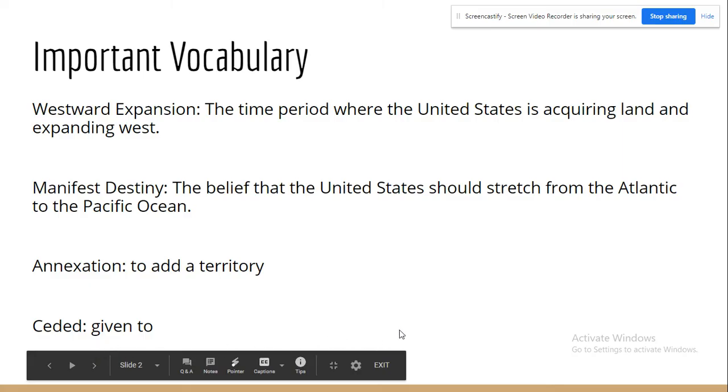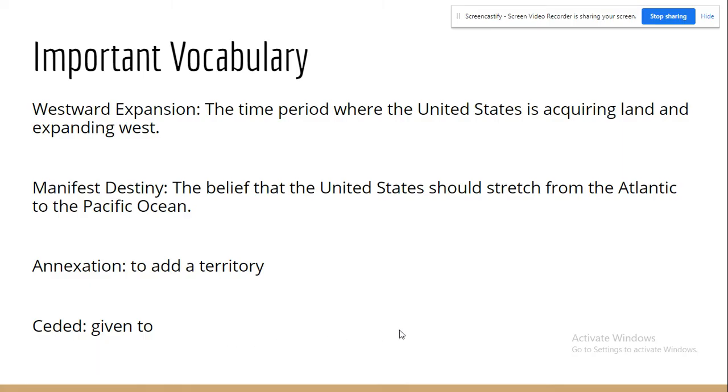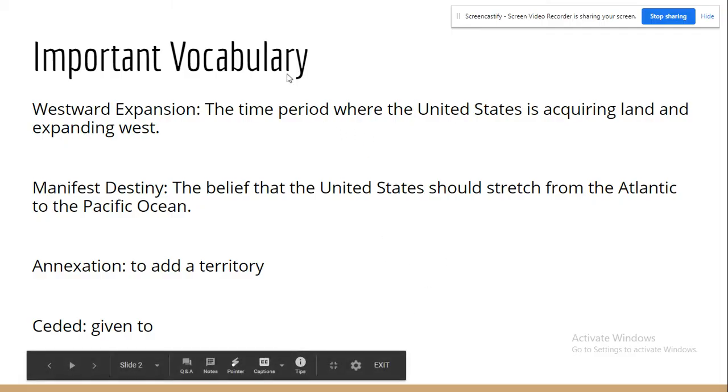So here's our important vocabulary for this lesson. The first one is westward expansion, and this basically means the time period where the United States is acquiring land and expanding west. Manifest destiny is the belief that the United States should stretch from the Atlantic to the Pacific Ocean. Now, a lot of times kids get westward expansion and manifest destiny mixed up, but if you can try to remember that westward expansion is a time period and manifest destiny is a belief, that should help you keep those straight.